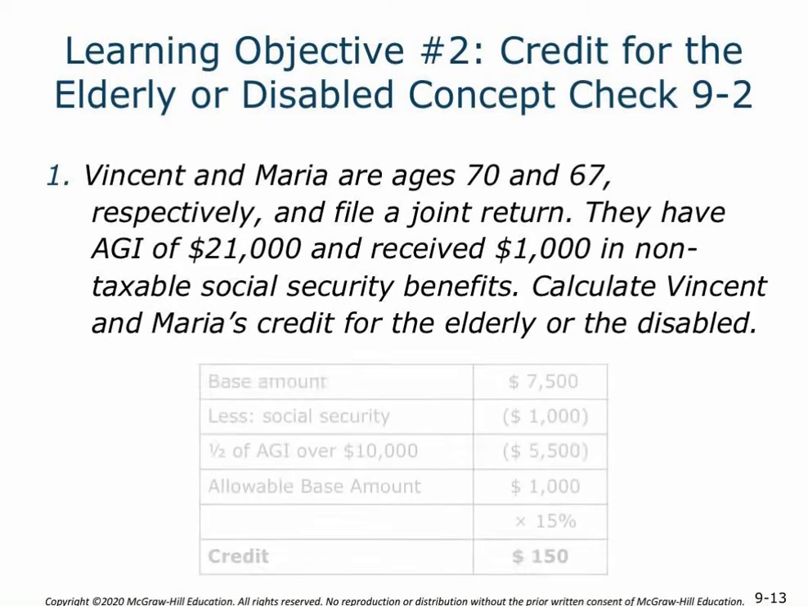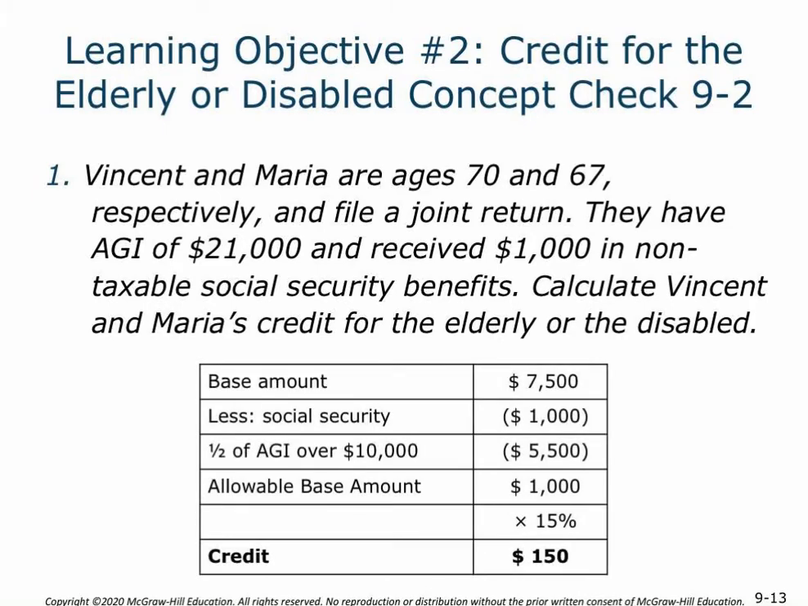So first, we're going to want to take that base amount of 7,500. And here, they're both going to be included in the base amount because they both meet the age test. So we're going to have 7,500 for that base amount. We're going to first have to subtract the 1,000 for non-taxable Social Security, and then we're going to calculate the amount we're going to take away based on their income.